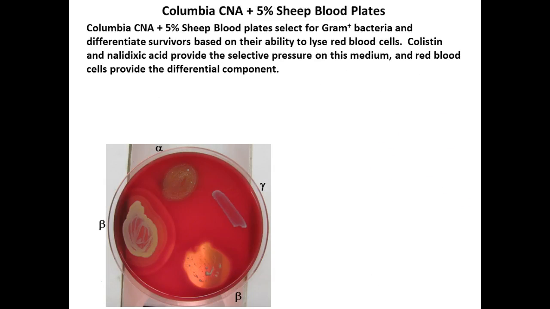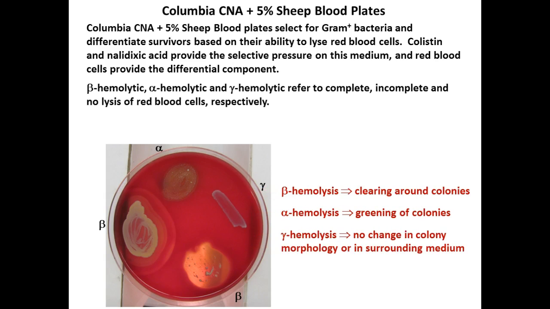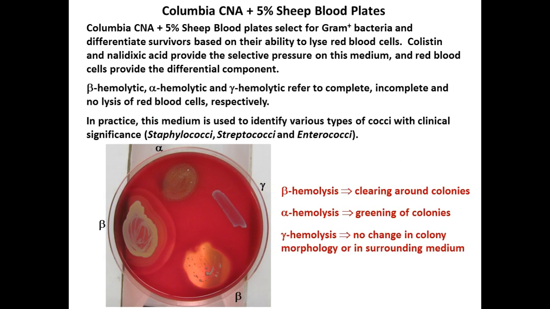And then our last plates are our CNA plates. And CNA, remember, stands for colistin and nalidixic acid. You won't have to spell them, but you definitely need to recognize those antibiotics like you did on your quiz. And those inhibit the gram-negatives. So we're, again, selecting for gram-positives. We're typically looking for staphylococci, streptococci, and enterococci that potentially have hemolytic abilities.